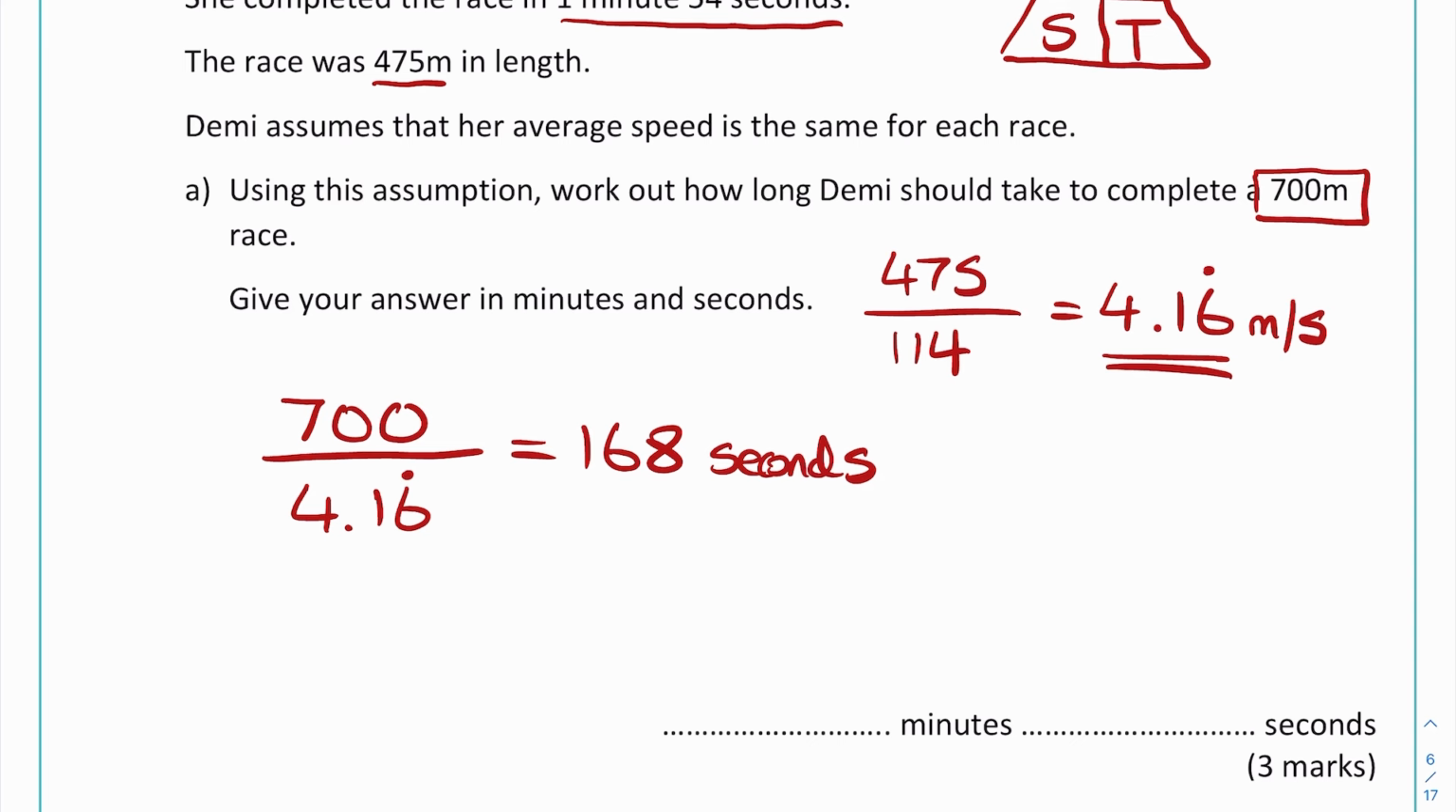So there are 60 seconds in every minute. So that would be 60 and then 120. 180 would be 3 minutes, so it doesn't hit 3 minutes. So 120, if we take away 120 from that, we know it's 2 minutes already. And that would leave us with an additional 48 seconds. So that'd be 2 minutes and 48 seconds, and that'd be our final answer for that question.